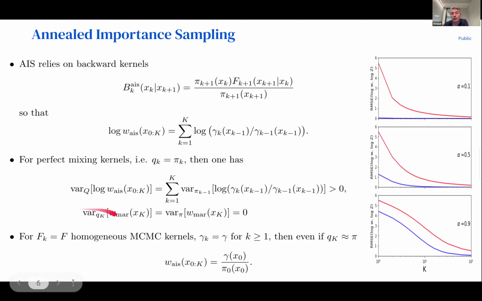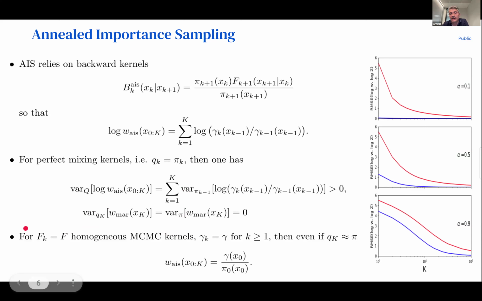Whereas if you could compute the marginal importance weight, the one that does not rely on this extended auxiliary target distribution but would just require the knowledge of the marginal distribution of x capital K under the forward dynamic, then the variance of your importance weight would be zero. So that shows that there is something a bit fishy there.